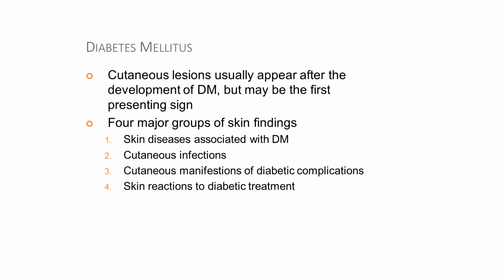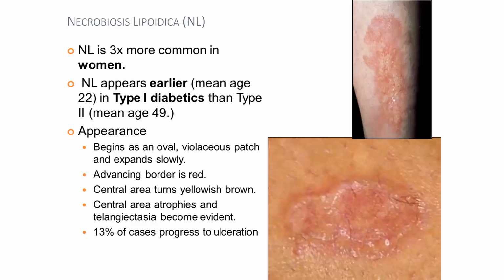Now we divide the cutaneous manifestations of diabetes into four groups: skin diseases associated with diabetes, the cutaneous infections, cutaneous manifestations of diabetic complications, and the skin reactions to diabetic treatment. Necrobiosis lipoidica. It is more common in women. It appears earlier, that is, the mean age is 22, and more in type 1 diabetics than in type 2.